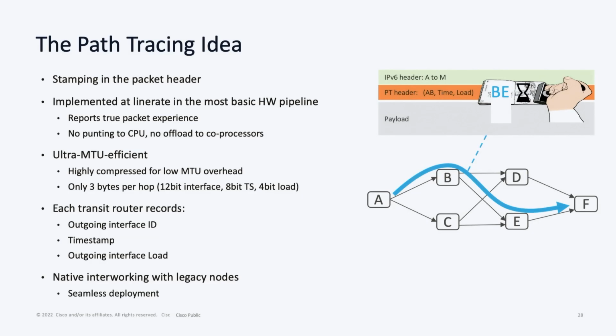We want to make it very MTU efficient, so that's why we put it as a target. We will consume only 3 bytes per hop to stamp the packet, to add the interface load, and to add the latency as well. And we wanted to make it workable with legacy nodes that only support SRv6.